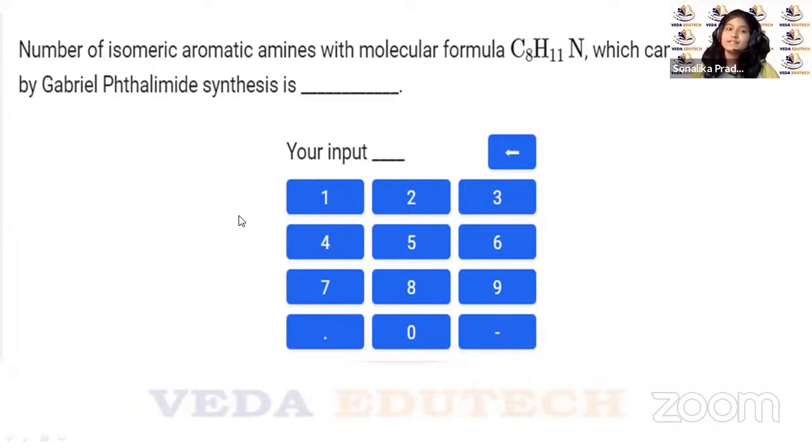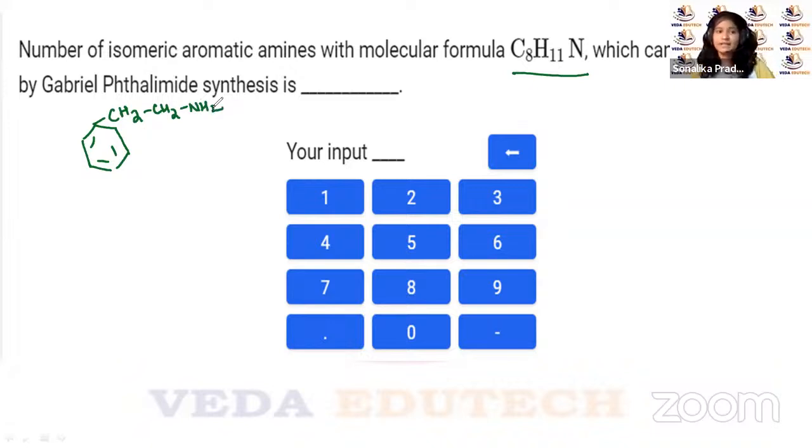Okay, children. So let us see what is being asked here. The number of isomeric aromatic amines with the molecular formula C8H11N, which can be synthesized by Gabriel phthalimide synthesis. So we know that this is C8H11N. This will be CH2, CH2, NH2. This is a very basic one, right? There are 6 carbons here, 7, 8, and there is one N. For hydrogen, there are 6 here and 5 here, so this has the formula C8H11N. So this is one.